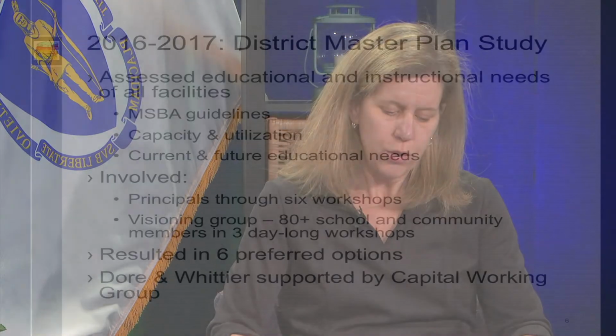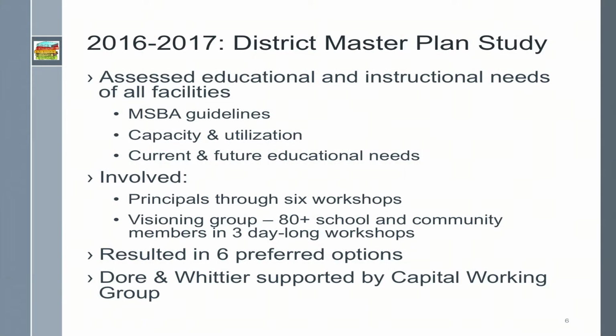The study showed that most of the building and space issues were at Douglas, Conant, and Gates, 3 of our elementary schools. In 2016, Doran Whittier assessed the educational and instructional needs of all of our facilities. They looked at capacity and utilization, considering the MSBA guidelines for space, and focused on current and future educational needs. MSBA stands for the Massachusetts School Building Authority, but I'll talk more about them later. This process involved input from principals through 6 workshops and from a visioning group that involved more than 80 school and community members over 3 day-long workshops.